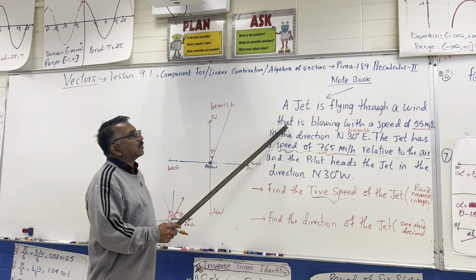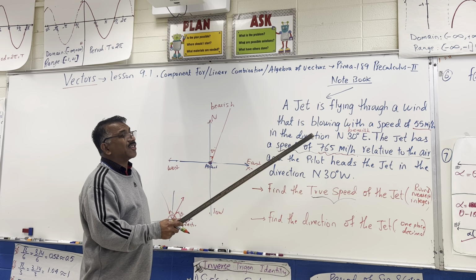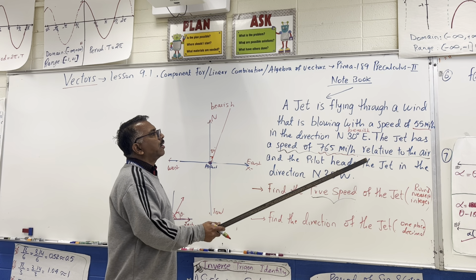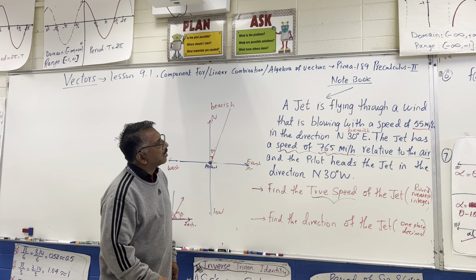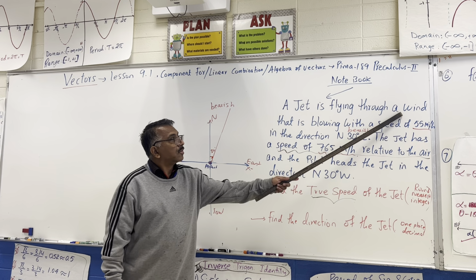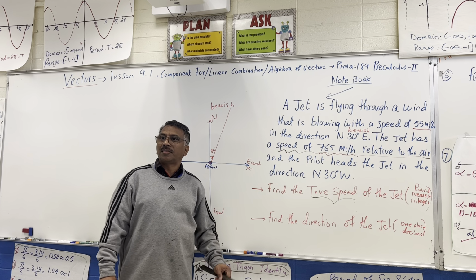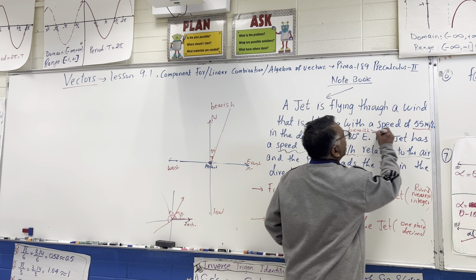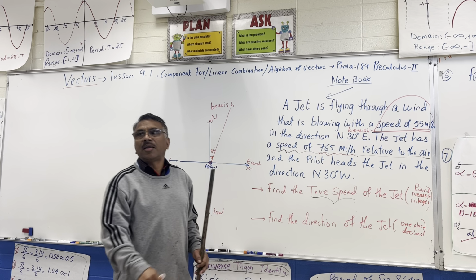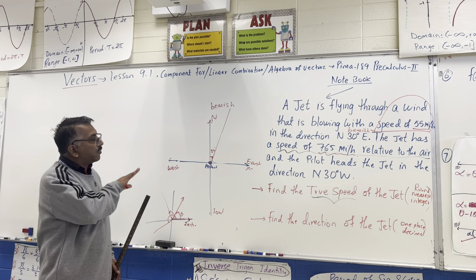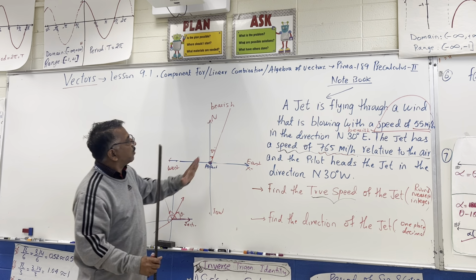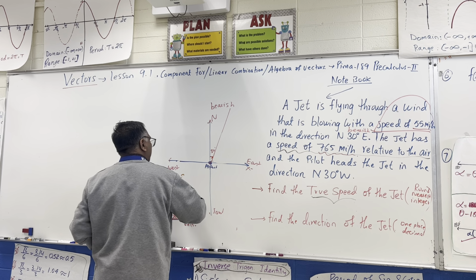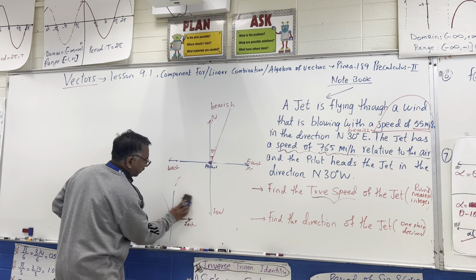Look at this. So here the jet is flying through the air that is blowing with the speed. No, that's the wind. You drew the wind. The wind is blowing with the speed. So this part is of the wind. Can you see this part? So this is about the wind. The wind is blowing in this direction. That means everywhere, if you see, there is a wind blowing like this. Can you see it?